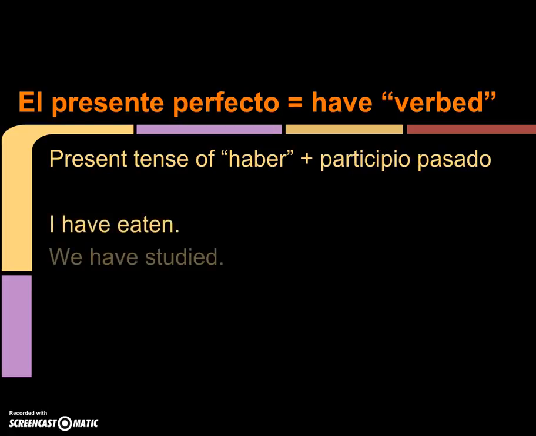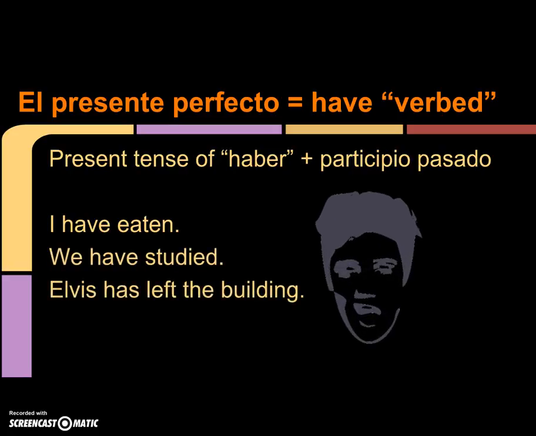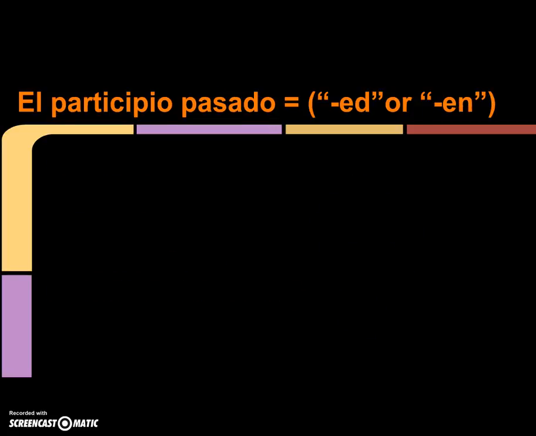So when we say, I have eaten, we have studied, Elvis has left the building, okay? That is the present perfect in English. Notice that you see "have" or "has," and then the participles of the verbs: to eat is eaten, study is studied, and to leave is left. Okay, so those are English past participles: eaten, studied, and left. So that's what the present perfect is in English, in case you were a little unclear on that.